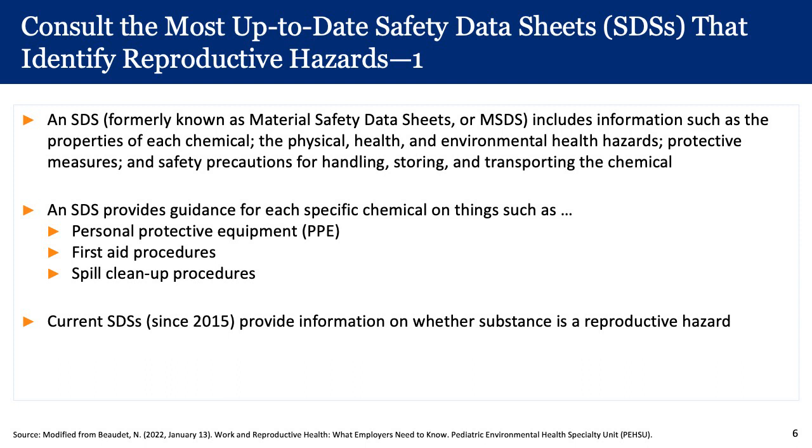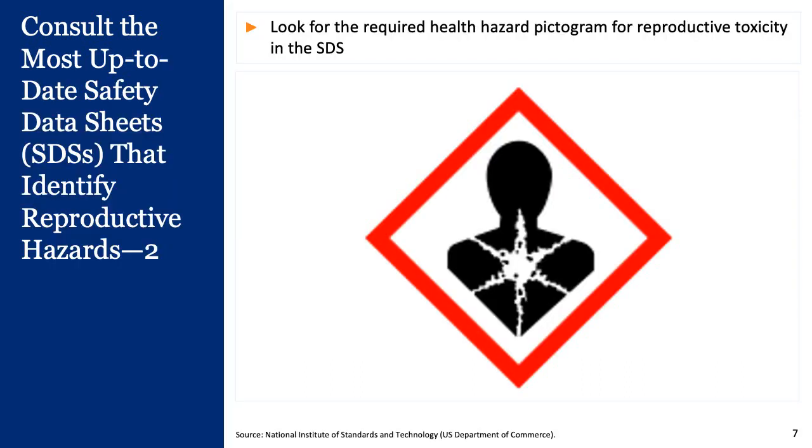Current safety data sheets also provide information on whether a substance is a potential reproductive hazard. One important thing to note is that you should try to use the most current SDSs, as those preceding 2015 do not have information on whether the chemical substance is a potential reproductive hazard. When using safety data sheets, you should make sure that you are using the most up-to-date safety data sheet and look for the required health hazard pictogram for reproductive toxicity, as depicted here.